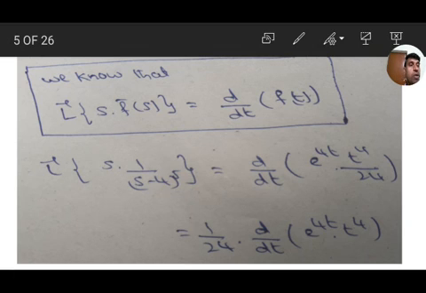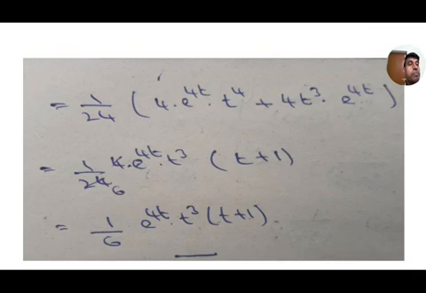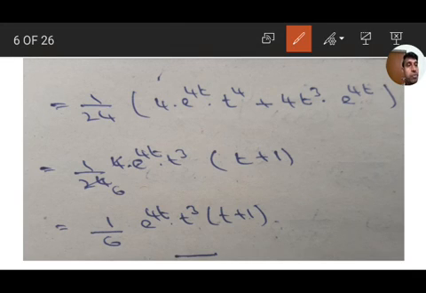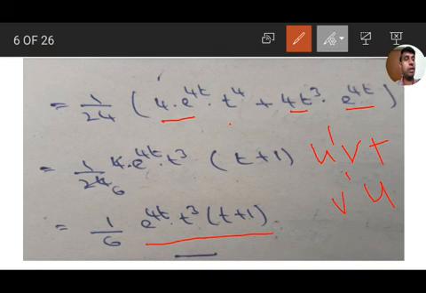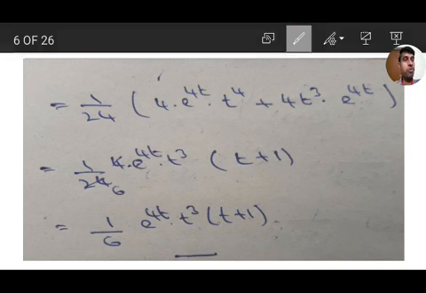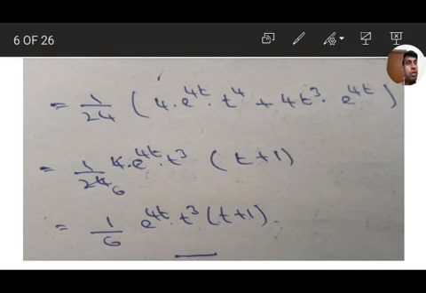That is the u into v method, u dash v plus v dash u. And on simplification we get 1 by 6 into e to the power of 4t into t cube into (t plus 1). Let us move on to the next problem.